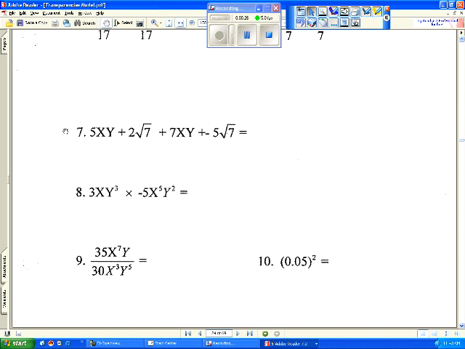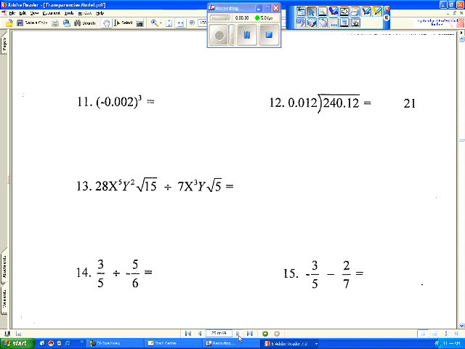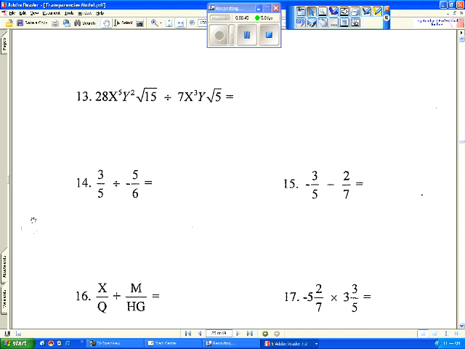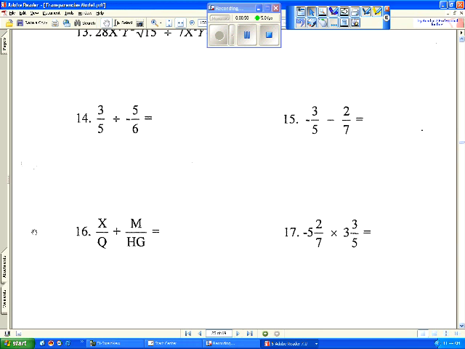Questions 8 and 9 and 10 come out of page 5. Question 11 came out of page 5. Question 12 came from page 7. Question 13 came from page 5. Question 14 came from page 7. 15 and 16 came from page 8.